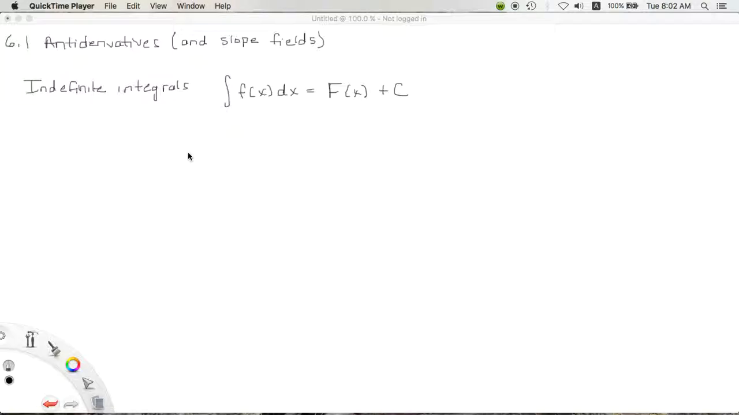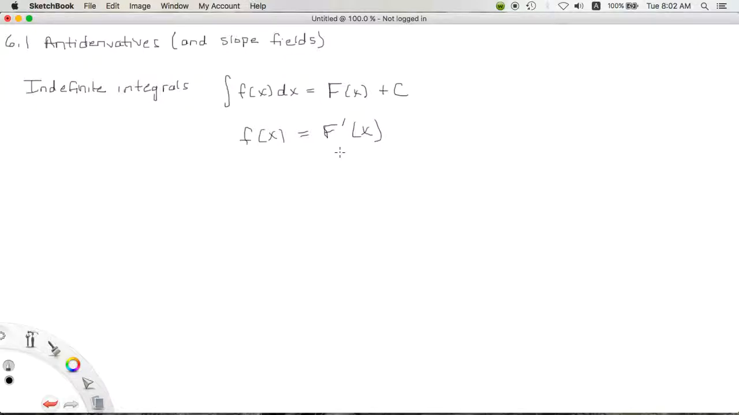This section starts on page 306 in your book, and you need to make sure that you have that with you for the lecture because there are some charts that I want you to look at. An indefinite integral of f with respect to x, that's what the dx means, that's what variable we're taking the integral of, is the antiderivative plus a constant. If you remember, our function little f of x is the derivative of the big F of x. This is the antiderivative of this, and it's the derivative of this.